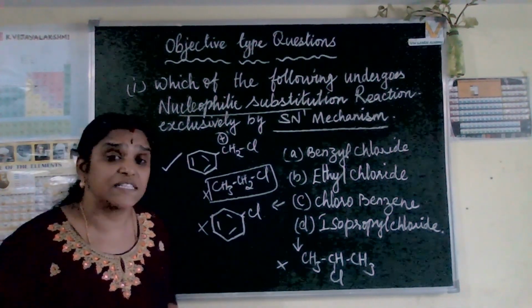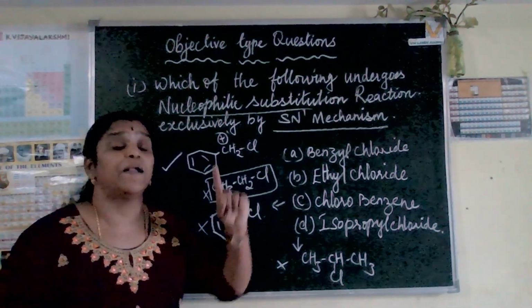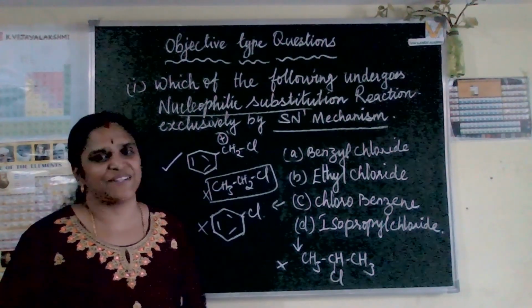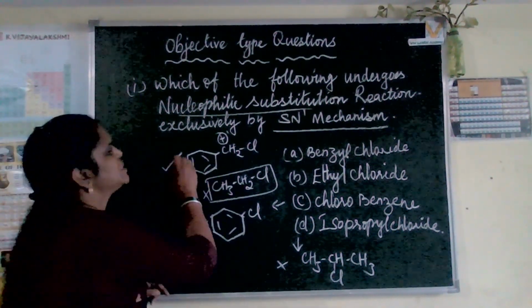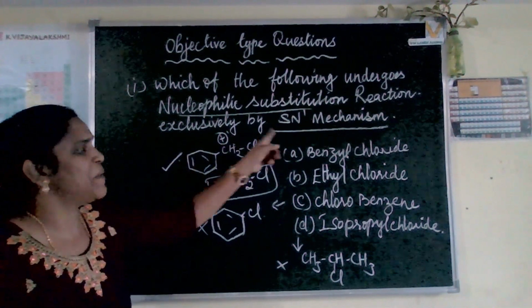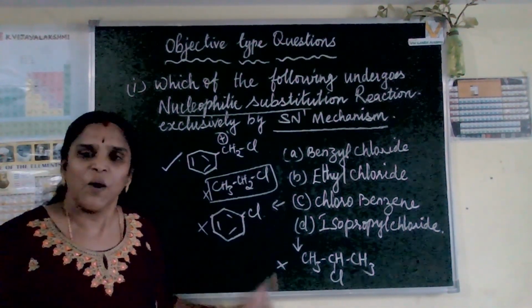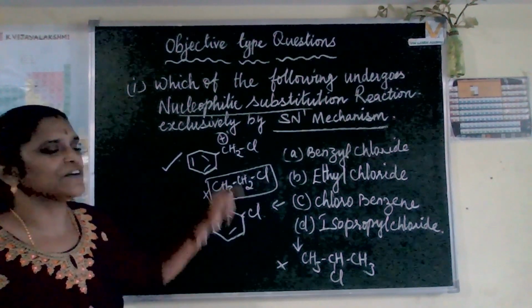So here the carbocation is more stable. Why is it more stable? Because of resonance. Due to that resonance only, this will react exclusively by the SN1 mechanism. Hope you're clear with that. Okay, we'll go for some other question.